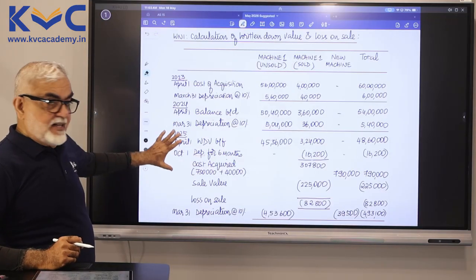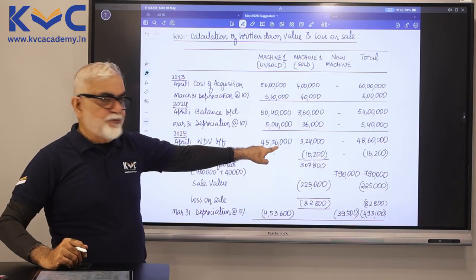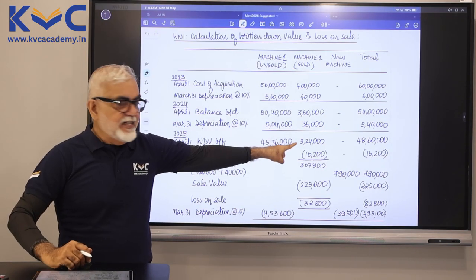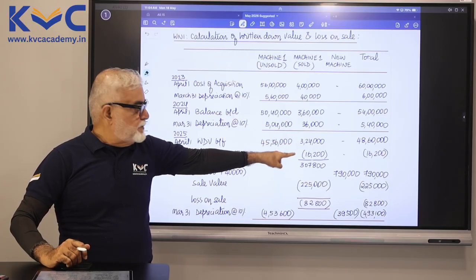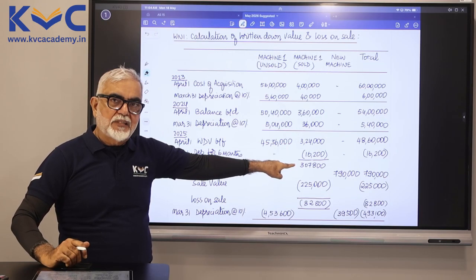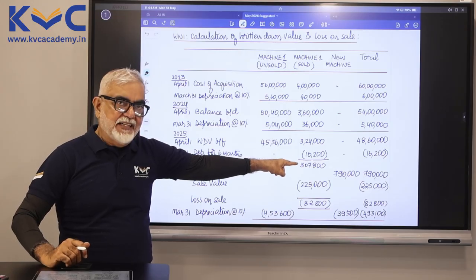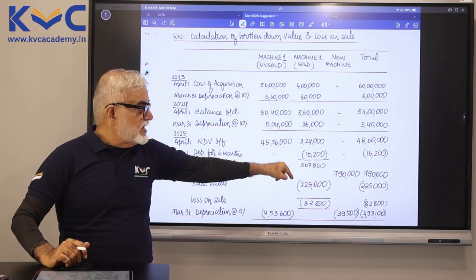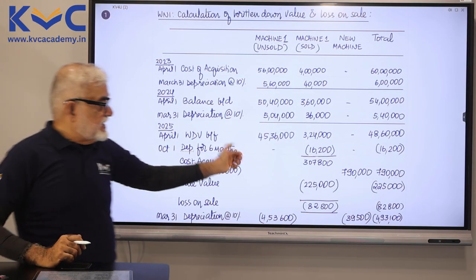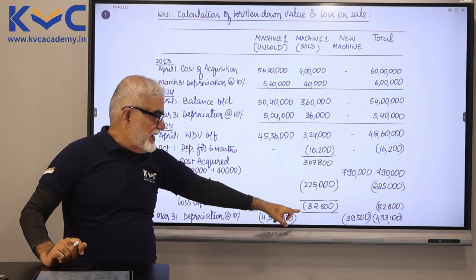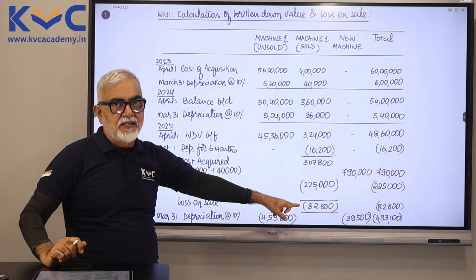Then the third year, the brought down value is 45 lakh 36,000. Here it is 3 lakh 24,000. We charge depreciation for 6 months. So the book value is 3,07,800 after the depreciation for 6 months. Now that 3,07,800 is compared with 2,25,000. Therefore, I get a loss of 82,800.